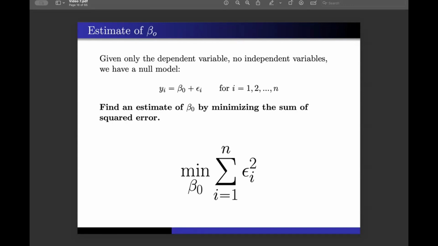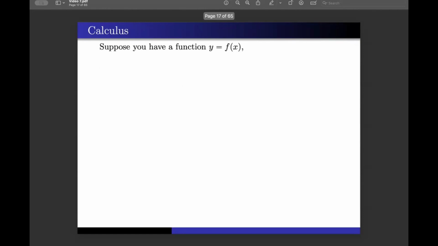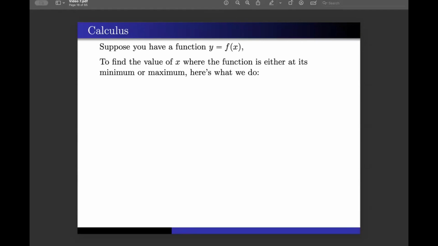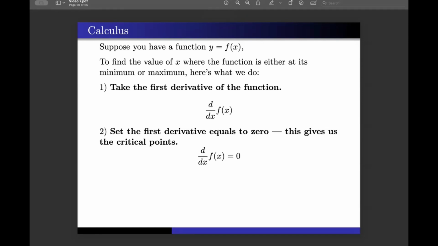And now to find the minimum of this function, we'll use some basic calculus. Suppose you have a function y = f(x). To find the value of x where the function is either at its minimum or maximum, here's what we do. The first step is to take the first derivative of the function f. The second step is to set this first derivative equal to 0. The moment we set this derivative equal to 0, it gives us critical points.